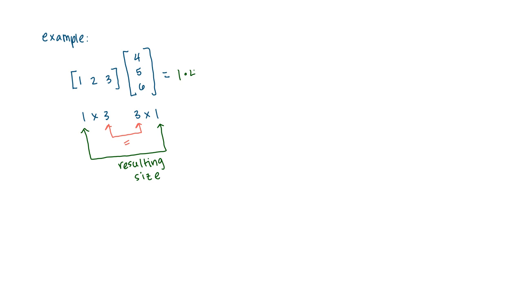So here's the work. We're going to take 1 times 4 plus 2 times 5 plus 3 times 6. And if we calculate all those products, we get 4, 10, and 18, which add together to become 32. So I could write this 32 as a 1 by 1 matrix, but leaving it as this whole number is just fine.